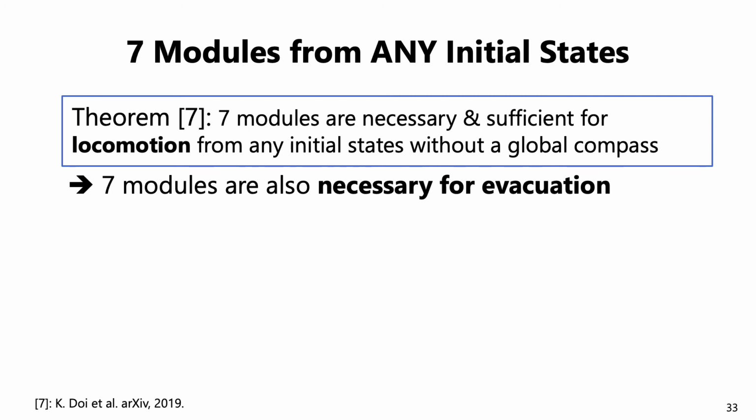First, we think about evacuation from any initial states without a global compass. For this case, there is a theorem that 7 modules are necessary and sufficient for locomotion from any initial states without a global compass. This was proved by Doi et al. in 2019, so we can conclude 7 modules are also necessary for evacuation.